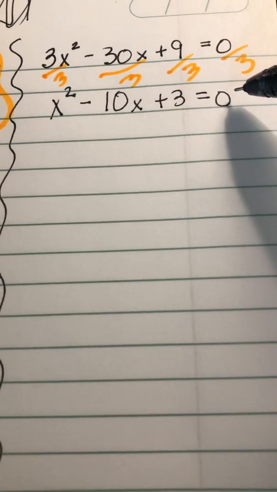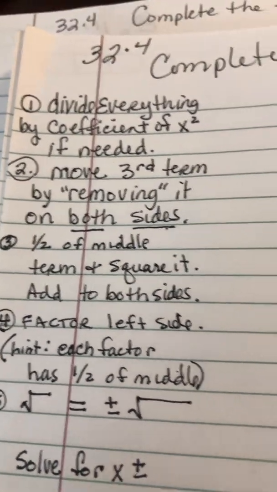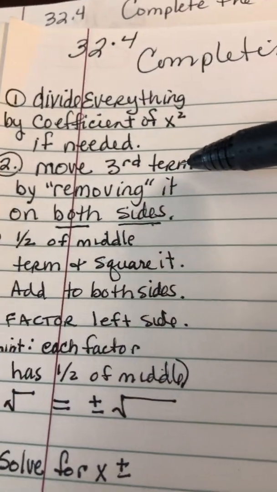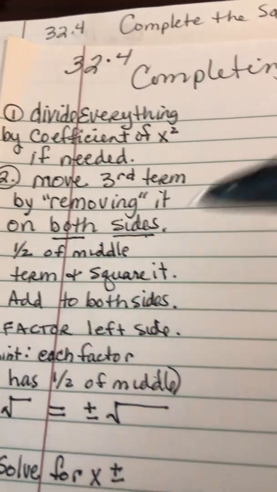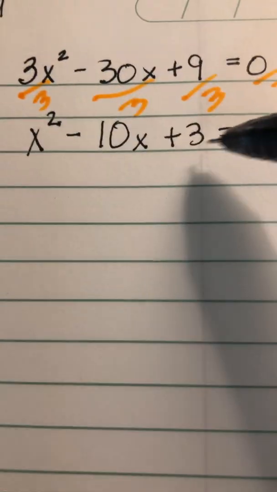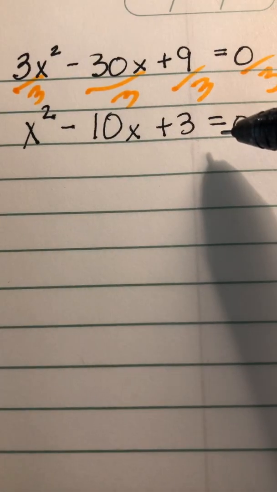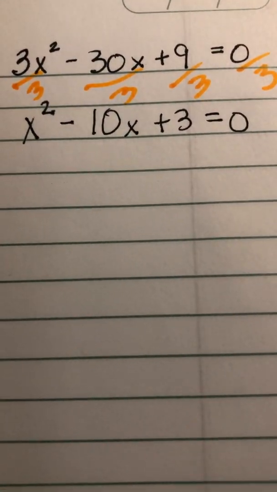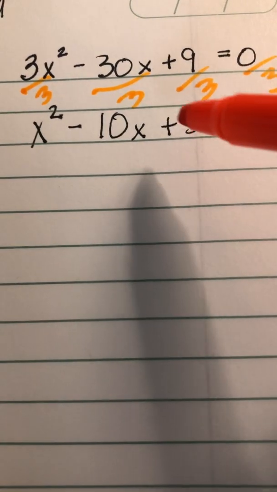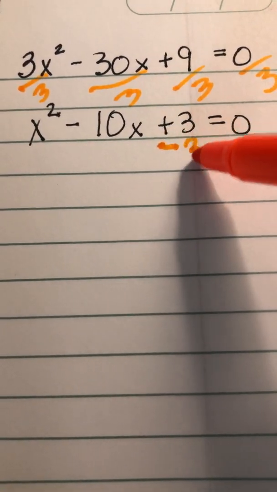Then step number 2 says to move the third term by removing it from both sides. We don't want that third term there anymore. It's not a perfect square term. It's not making this a perfect square trinomial. So we're going to get rid of that term so that there's a blank spot there.